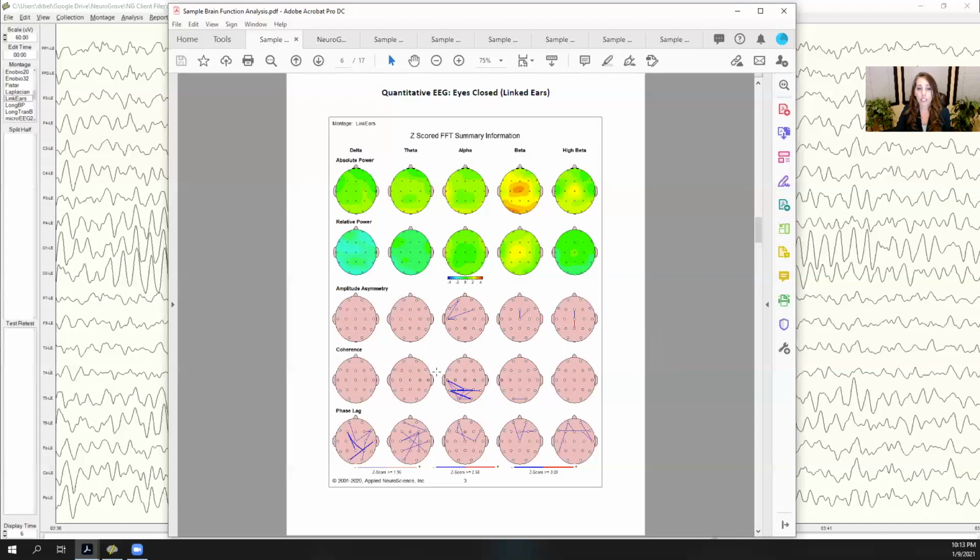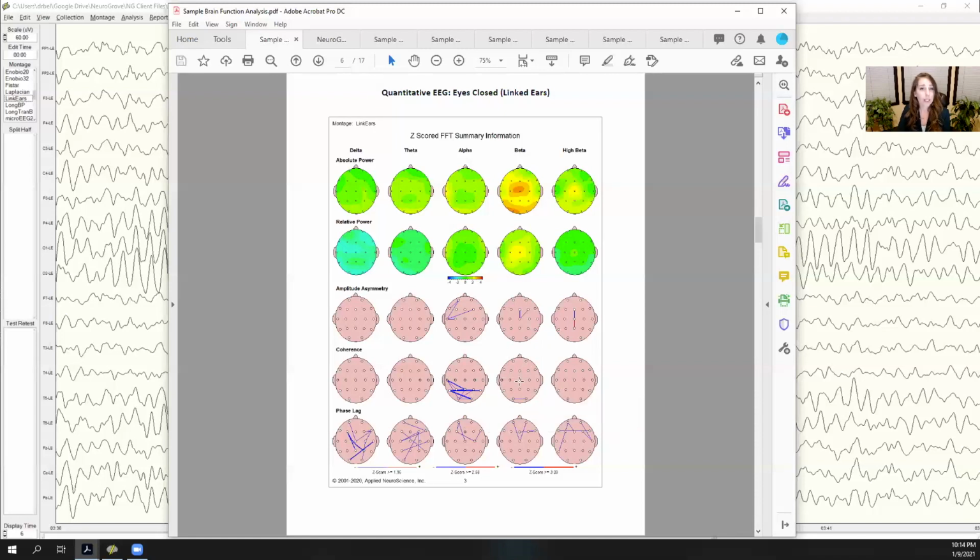Then with coherence, that's our main connectivity metric. That's how we're able to see how these brain regions are communicating with one another, and how well synchronized they are. In this case, we have not enough. Blue means not enough. We see that these brain regions are basically disconnected. They're not communicating the way that they should. If we have red lines, that actually means that they are too connected. They're attached at the hip.